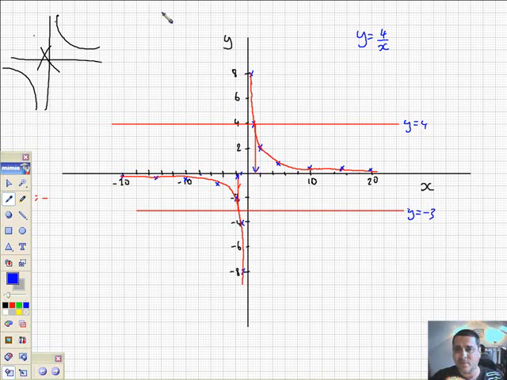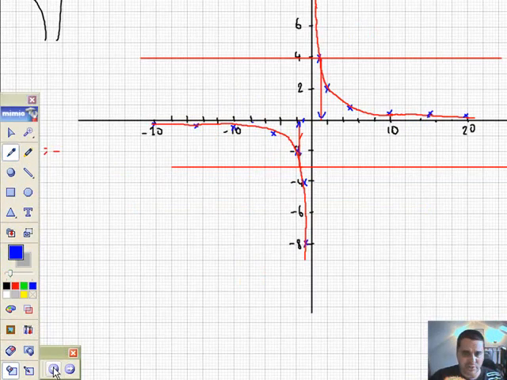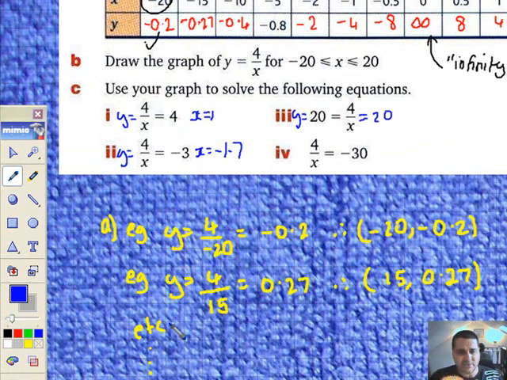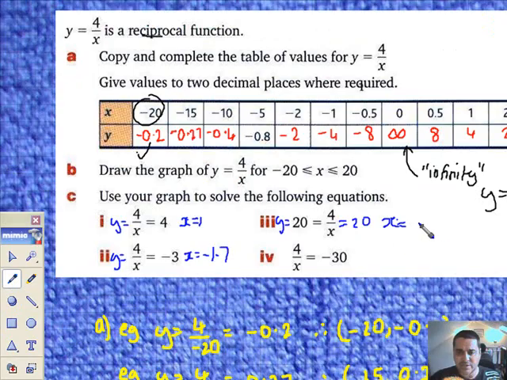I mean, look, I'm off the scale there, so I'm not going to do that one. That's a stupid question, because look, my y values only go up to 8 and minus 8, so why are they even asking me that? But what I'm going to do, I'm going to cheat. Take a good look at this. I've got 4 over x equals 20, therefore x equals, rearranging that one, that will be 4 over 20, which goes in 5 times, equals a fifth, which equals 0.2. So when y equals 20, x equals 0.2.